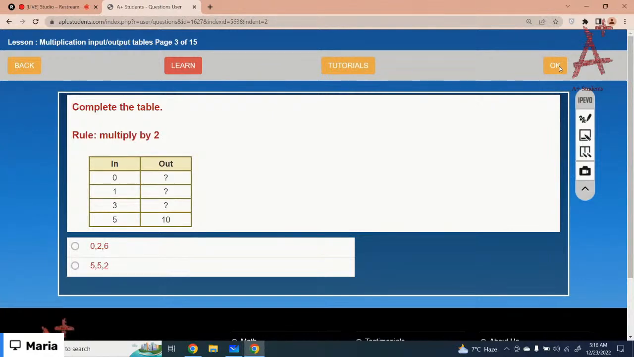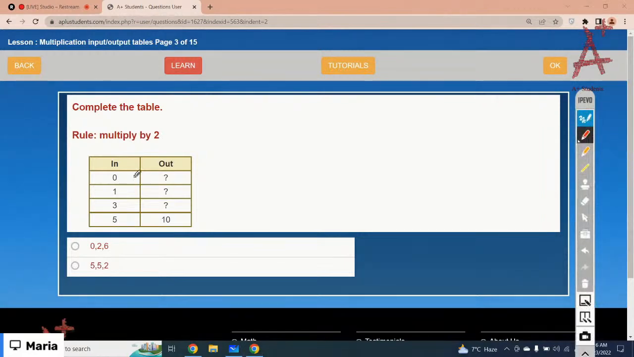Okay, the next one is you have to multiply each input value by 2 to find the output value. So which of the options is the correct one? You have to do 0 times 2. So 0 times 2 is 0.